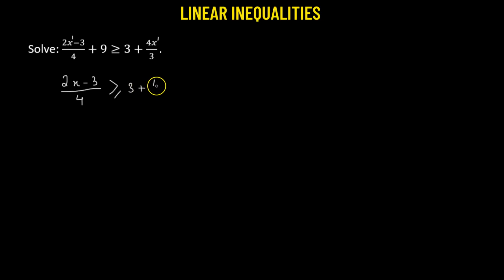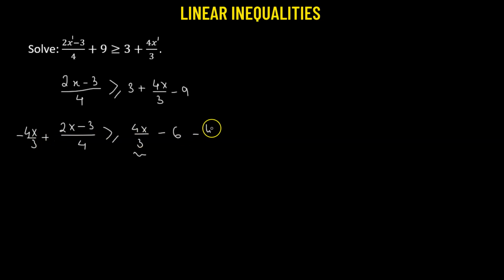So this will give us 3 plus 4x over 3 minus 9, which means we have (2x minus 3) divided by 4 greater than or equal to 4x over 3 minus 6. And the next step, we'll transpose 4x over 3 from the right hand side to the left hand side. All we have to do is subtract 4x over 3 from both sides. So we will get (2x minus 3) divided by 4 minus 4x over 3, which will be greater than or equal to negative 6, because 4x over 3 gets cancelled out.